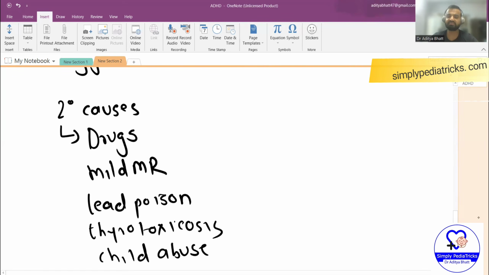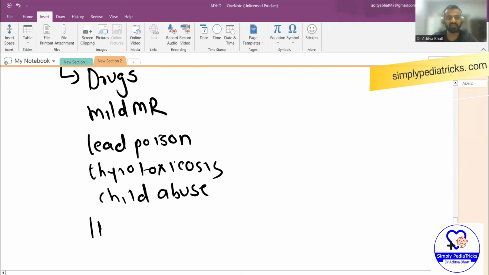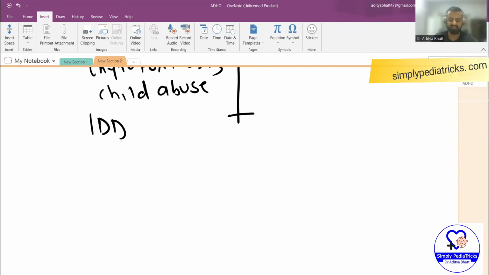And even there is some amount of irritability in iron deficiency anemia. So these are the causes that you have to rule out first, and only once these have been ruled out, you can label a patient as ADHD.